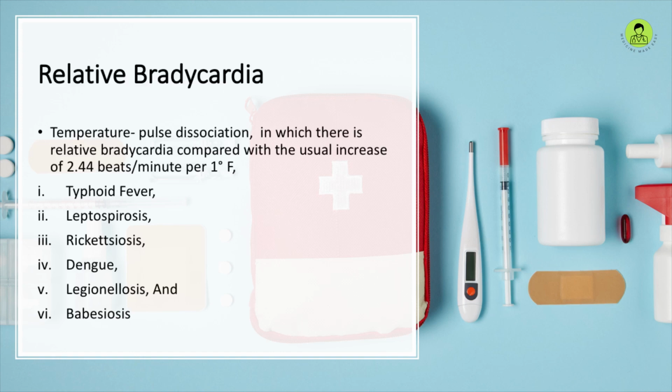Usually, a rise in the temperature is associated with a rise in the heart rate, that is 2.44 beats per minute per 1 degree rise in temperature. A condition called temperature pulse dissociation, in which there is relative bradycardia, is seen in case of typhoid fever, leptospirosis, rickettsiosis, dengue fever, legionellosis, and babesiosis.